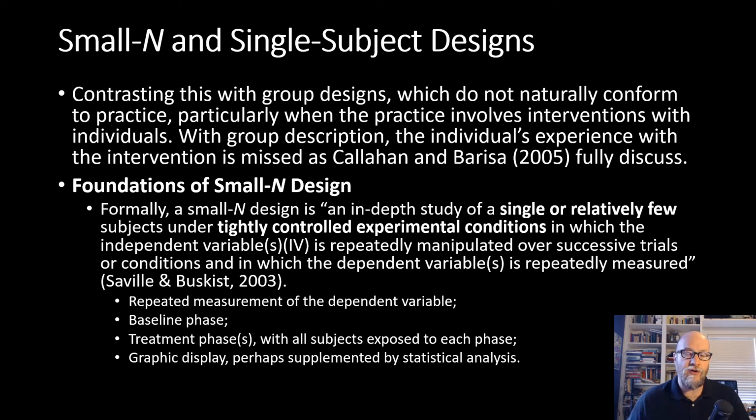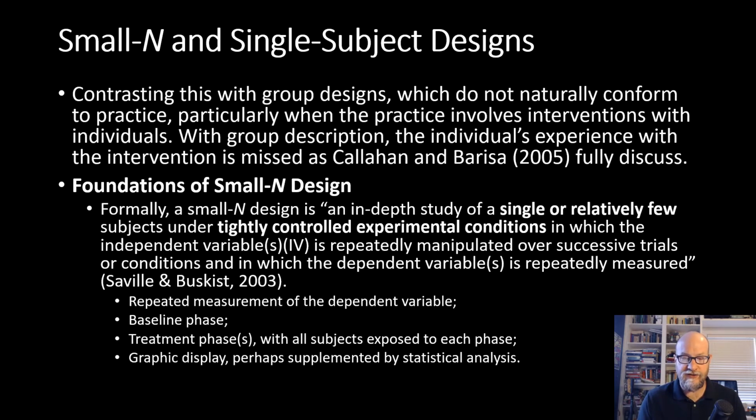So there's a large discussion in your book about how we're missing the individual experience with these larger group description models. And so a small n design is really an in-depth study of a single or a relatively few number of subjects under a tightly controlled condition experimentally. So the independent variable is manipulated, often repeatedly over successive trials. In the simplest design, it's manipulated once, but there's lots of examples where you're going to see it manipulated multiple times, lots of pre-tests and post-tests of the dependent variable as well.